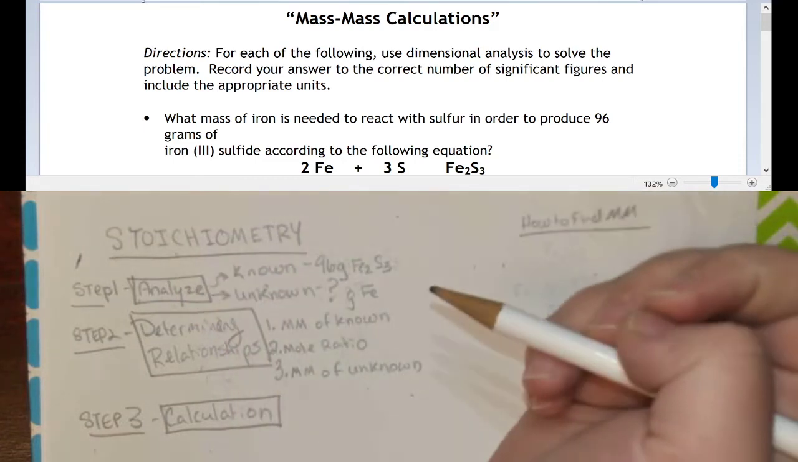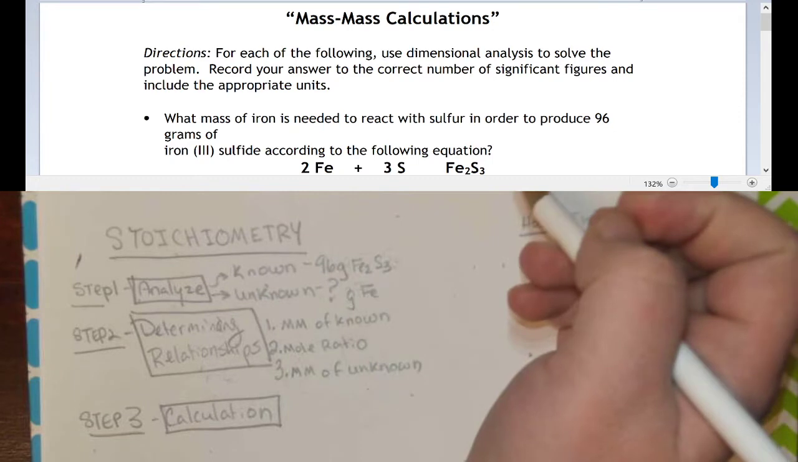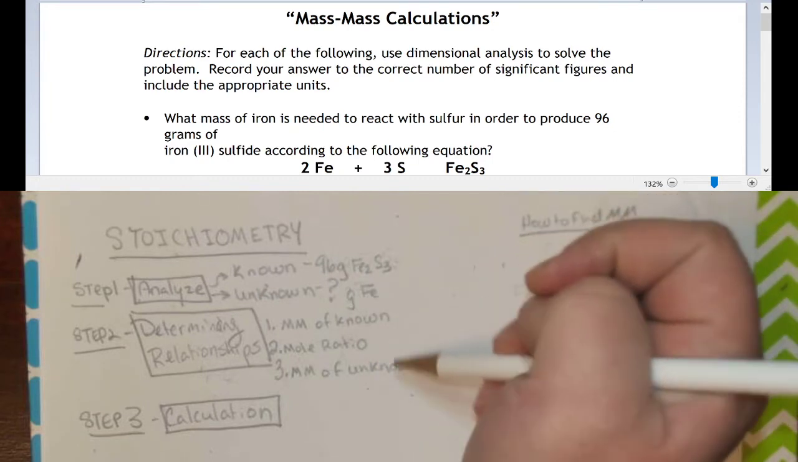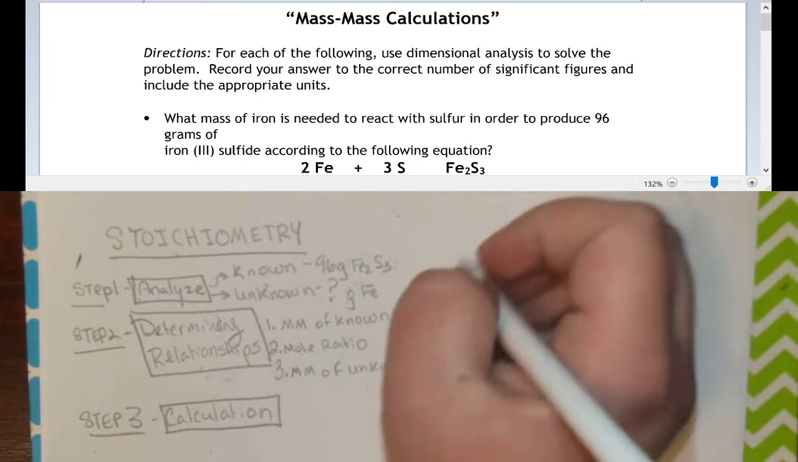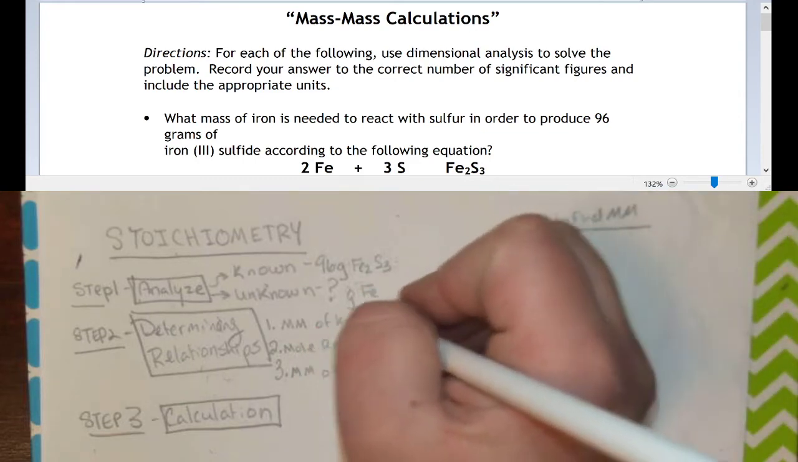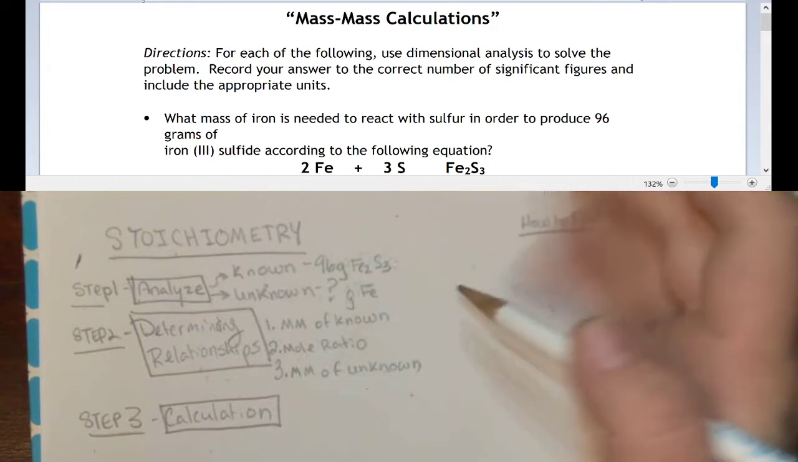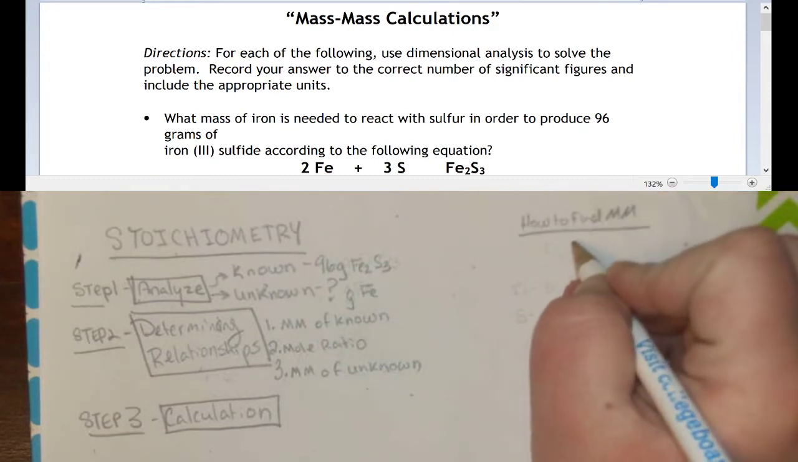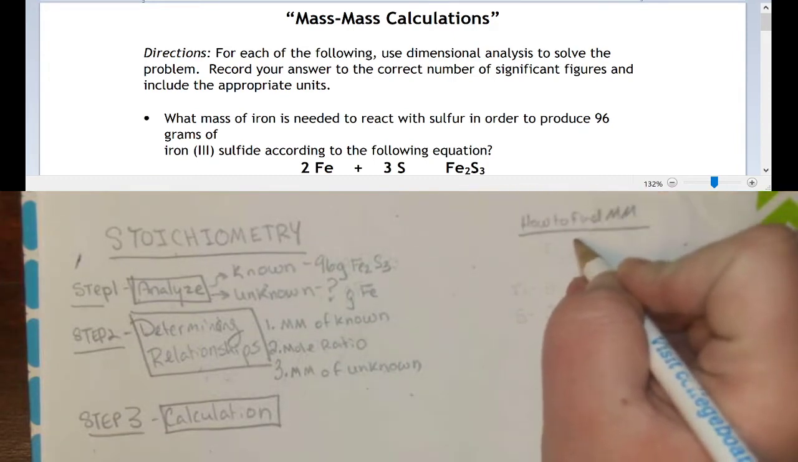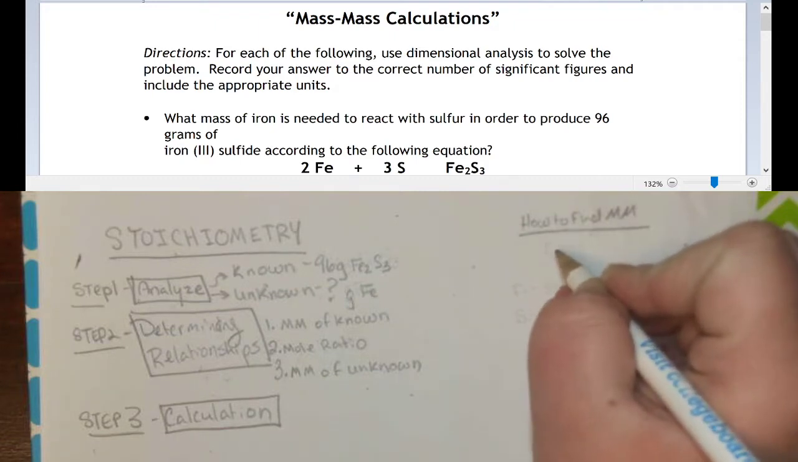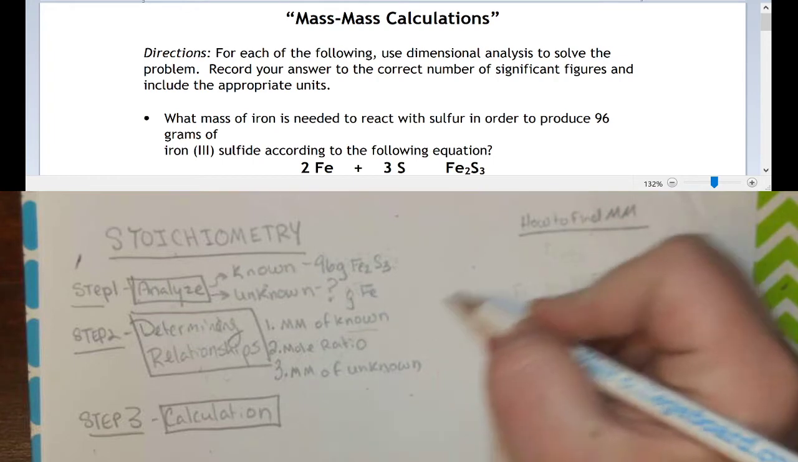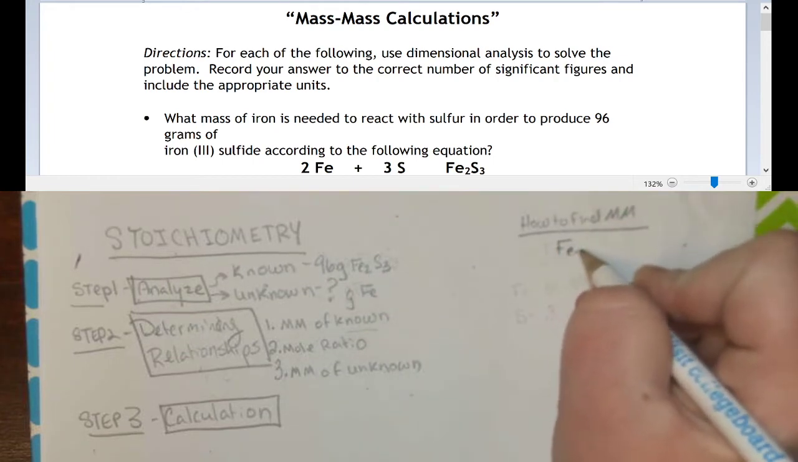Now that we've analyzed our question, it's time to determine our relationship. We're going to find the molar mass of our known, the mole ratio, and the molar mass of our unknown. The first thing we're going to want to do is find the molar mass of the known. To find molar mass, reminder that we need to find the chemical formula first, and then from there we use the periodic table's atomic masses and add them up accordingly. So the formula for the known is Fe2S3.